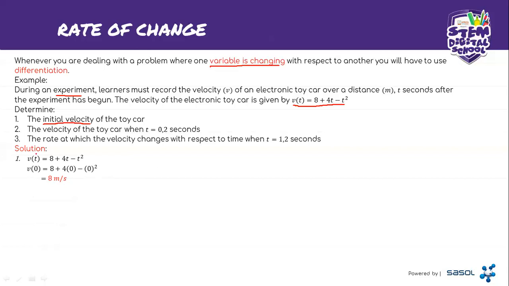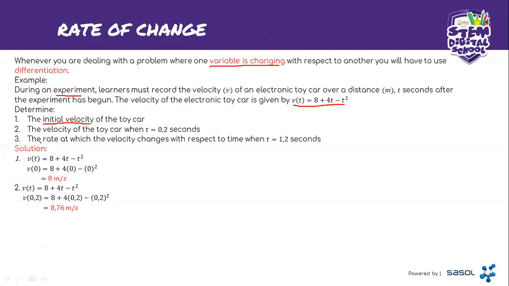Okay. The second question says the velocity of the car when time is now 0.2 seconds. We want to know what the velocity of that car is. Wherever you see t, you just substitute 0.2, and then you get 8.76 meters per second.